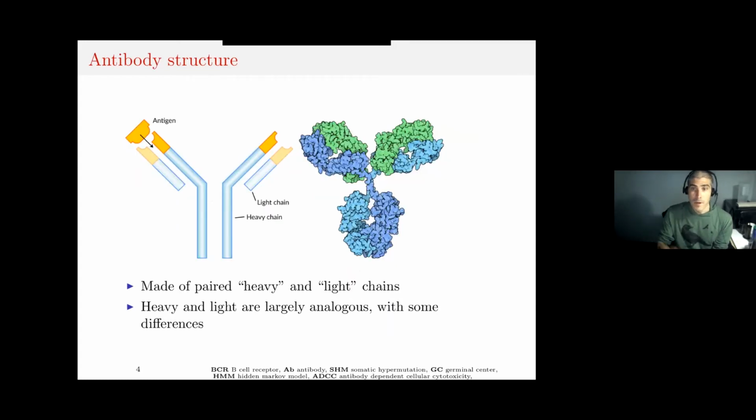So I'm showing here 2 ways to visualize the general structure of what antibodies look like. It's shared by all antibodies. On the right, this is just a space filling diagram. And on the left is the same thing, but showing a few more labels here. So it's a dimer, and each half of that is composed of a heavy chain and a light chain. And both the heavy and light chain contribute to the main goal here, which is binding to a particular antigen. And the heavy and light have a lot of differences, but they're basically analogous in everything they're doing.